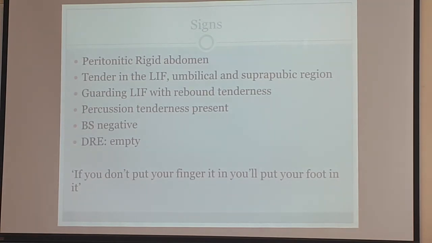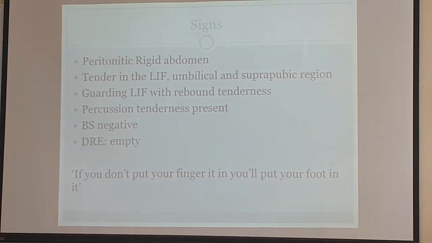So you've gone to examine our gentleman in A&E. So he's got a peritonitic, rigid abdomen. He's tender in the left, umbilical and suprapubic regions. He's guarding in the left iliac fossa, with rebound tenderness. He's got percussion tenderness also. Bowel sounds are negative, and PR is empty. What do you think of this patient? Could he have a perforated bowel secondary to obstruction?